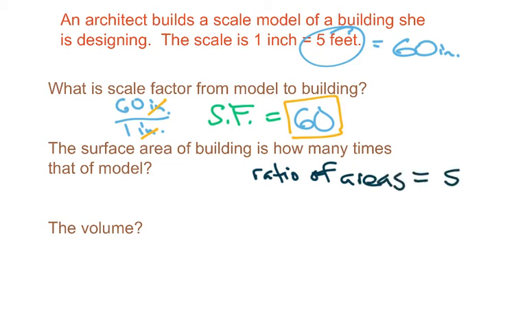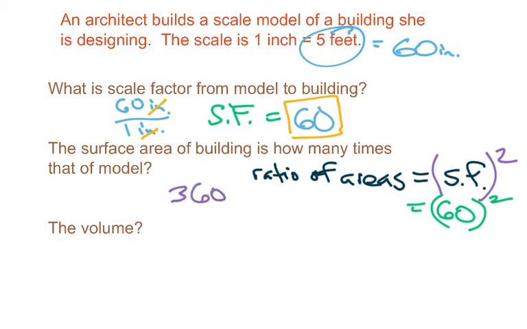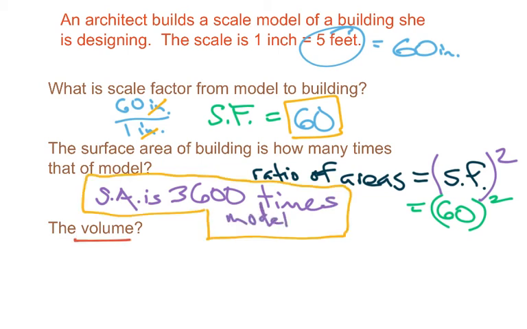And we determined that it's the scale factor raised to the, do you remember? Good, raised to the second power. So if I have a scale factor of 60, that raised to the second power would be equal to 3,600. So the surface area of the building would be 3,600 times that of the model, right? The surface area is 3,600 times the model.